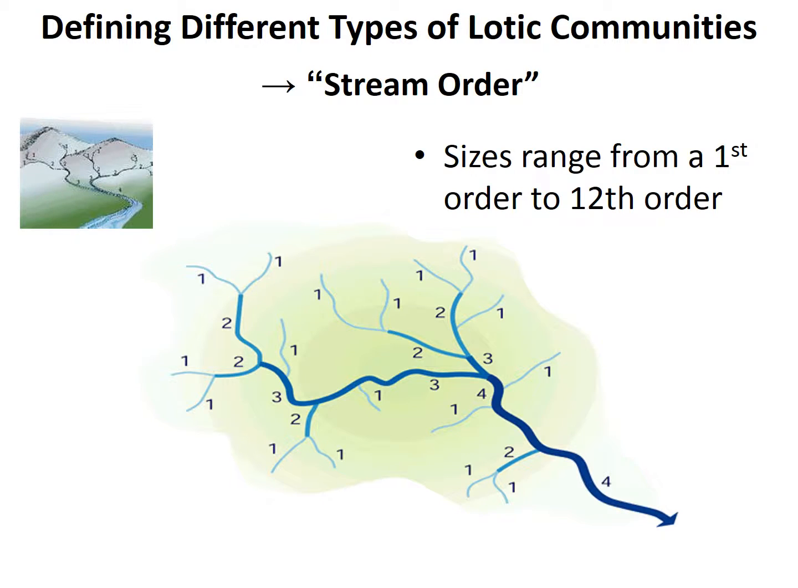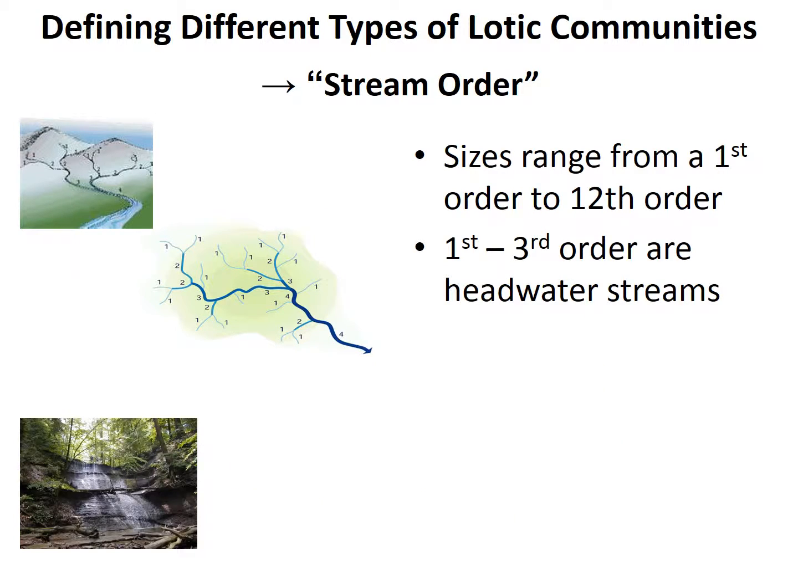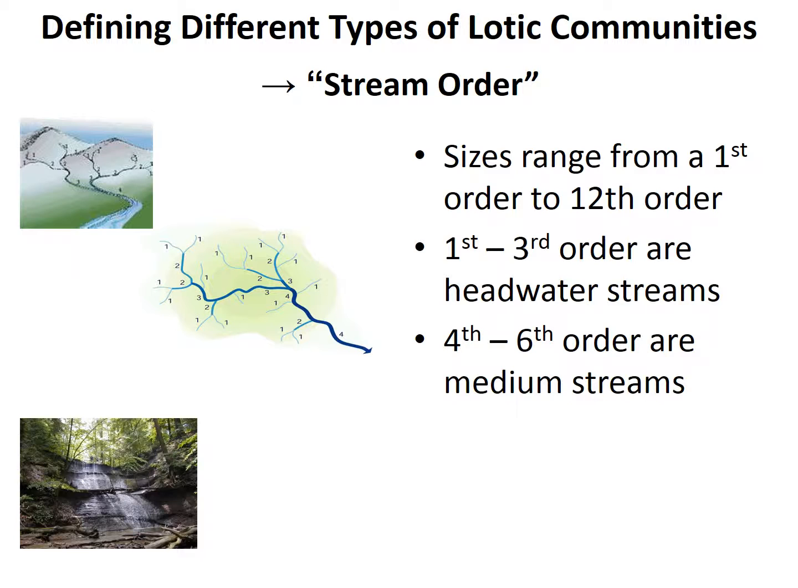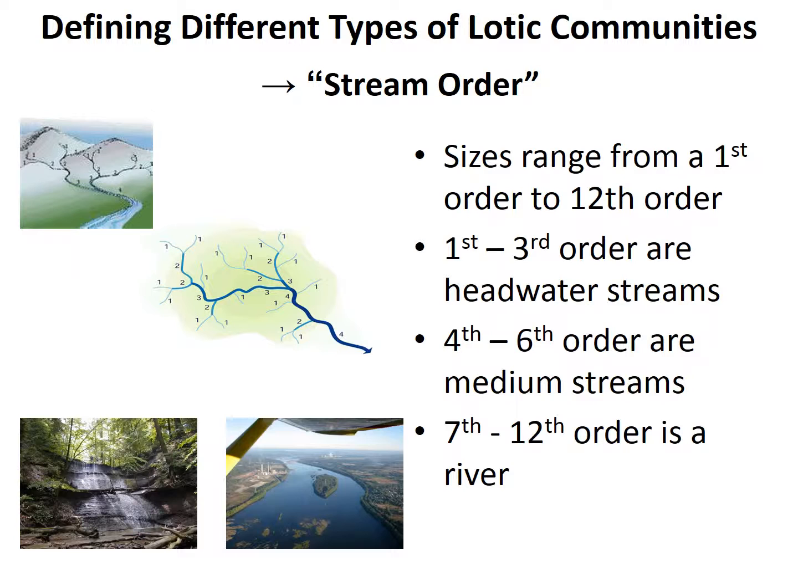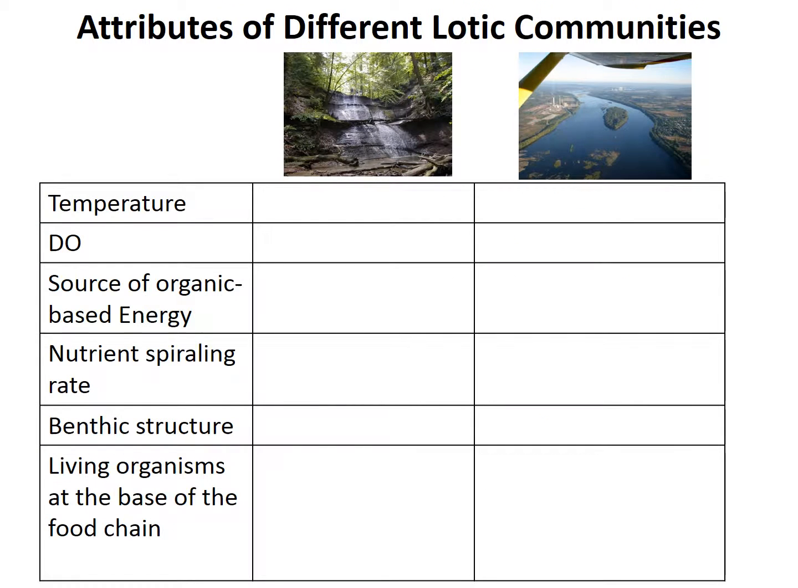So it's a little bit funny math, but you just kind of have to remember that it's only going to go up to the next level or order stream when it has a river flow into it that is the same order. First to third order streams are considered headwater streams. Fourth to sixth orders are considered medium streams, and finally 7th to 12th order is considered a river. The value of this classification scheme is that we can infer physical, chemical, and biological properties of these streams based on just knowing what order stream it is.